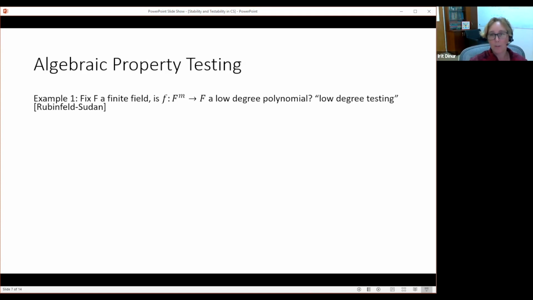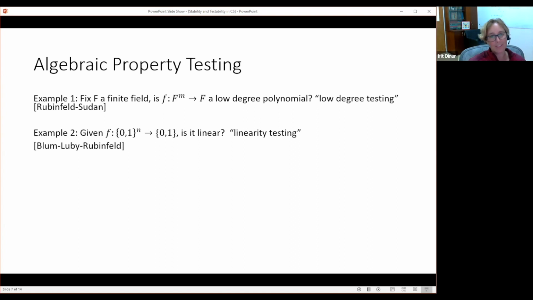Okay, this is called low degree testing. It's a very famous property testing question. It was one of the initial questions that is very important in the construction of PCPs. So people studied that and proved theorems about low degree testing, and this is kind of the beginning of this entire area.